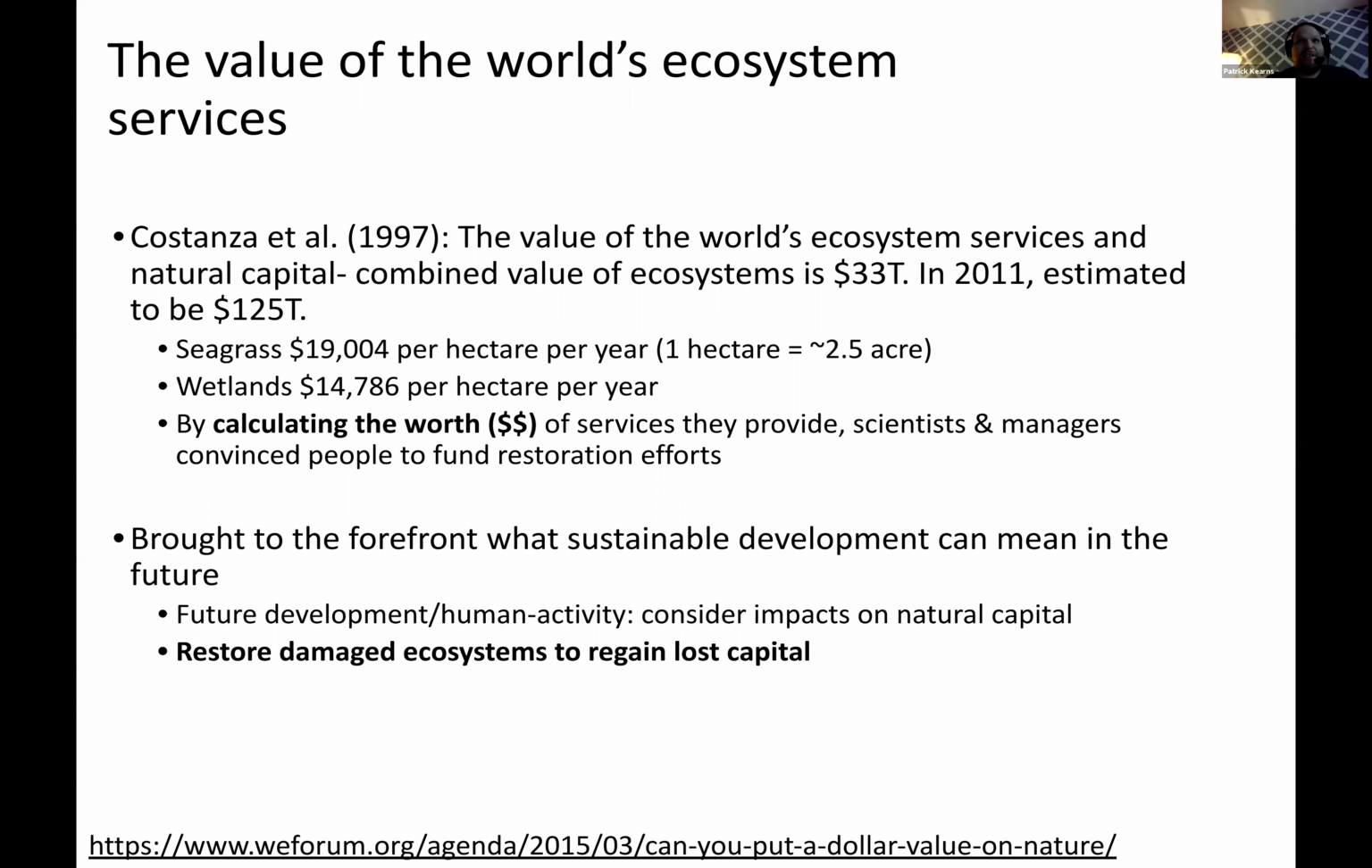They were valued at about $19,000 per hectare. So a hectare is about 2.5 acres. Hectare is just a science term. It's equal to 2.5 acres, so a pretty decent size of land. Wetlands were calculated at about $15,000 per hectare. Something like an agricultural field is only calculated at about $2,000 per hectare. And then you can look at something like a forest. It's calculated at about $6,000 per hectare.